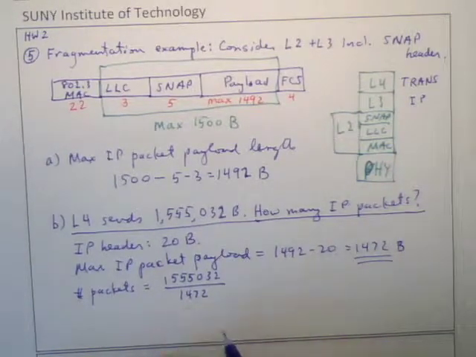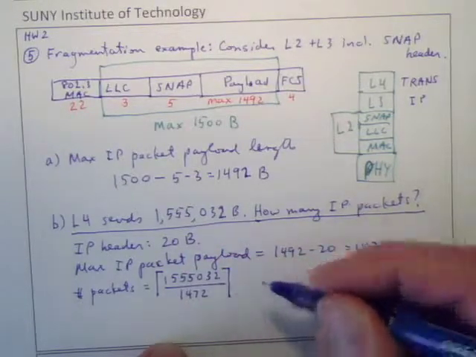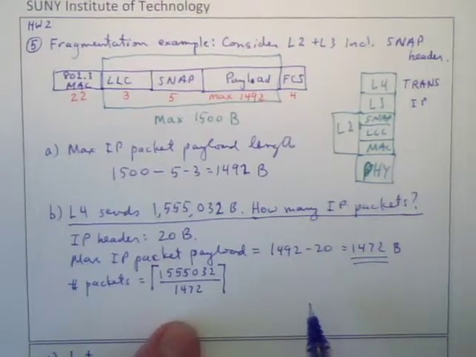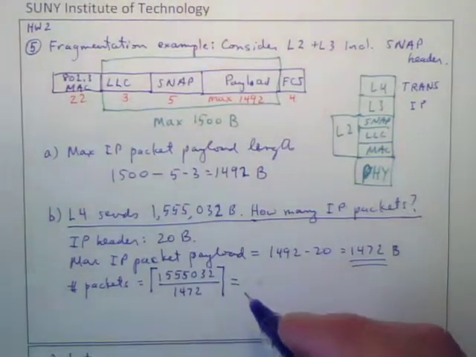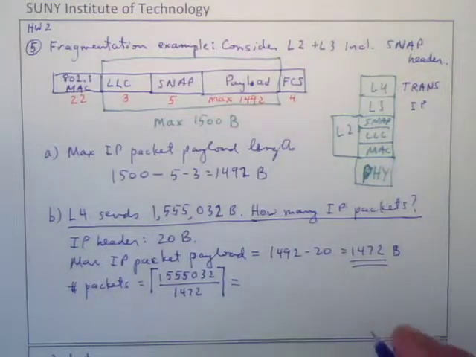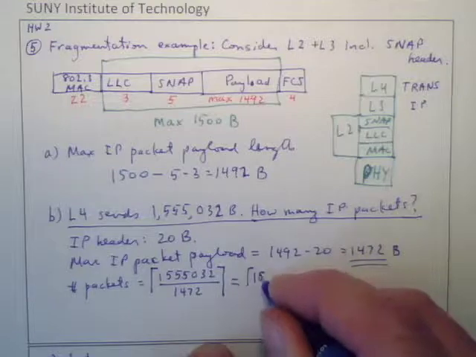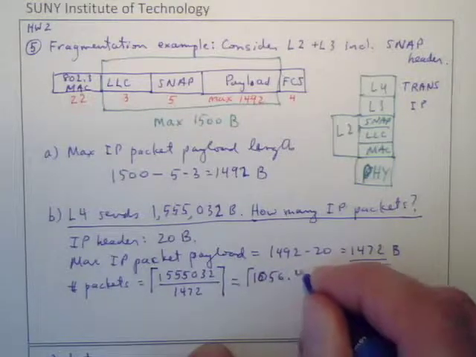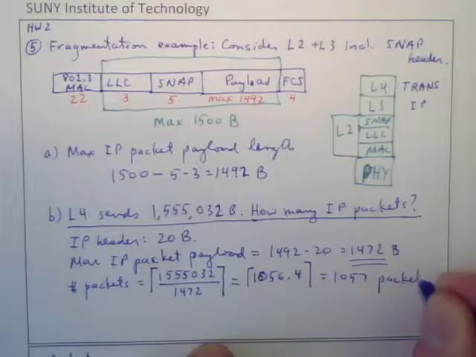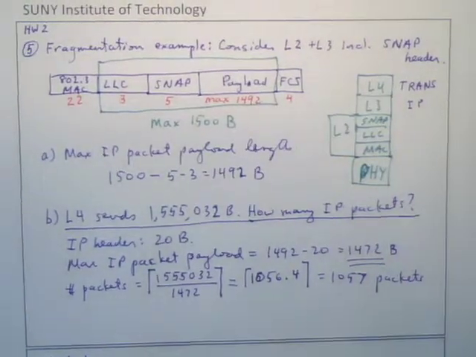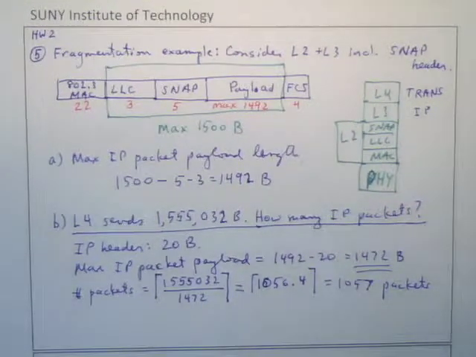And that's going to come out with some decimal. Chances are it doesn't land exactly correctly. And so what we're going to do is we're going to round that upwards. And that's what these brackets mean. We're going to round that number upwards. And if you do the calculation, this comes out to be 1056.4, which rounds up to 1057 packets. Okay, and I'm going to stop there for this video and continue on with part C in the next video.